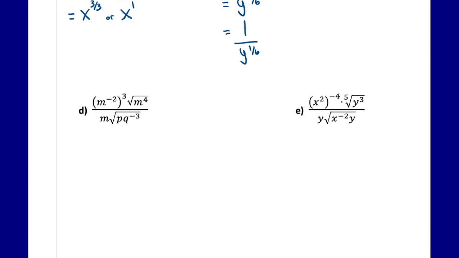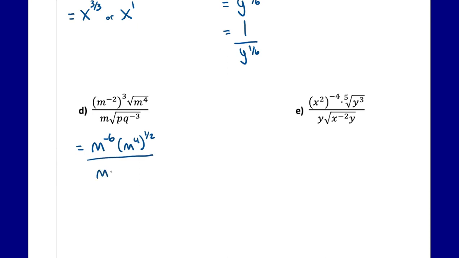I'll do D, and then I'll challenge you to try E on your own. So D is a little bit more complex because we have all of the different components. We have some roots in there that we need to convert to use our power laws. So m to the power of -2 to the power of 3. So we multiply our powers, -6. m to the power of 4 to the power of 1/2, because we turn this root into 1/2.